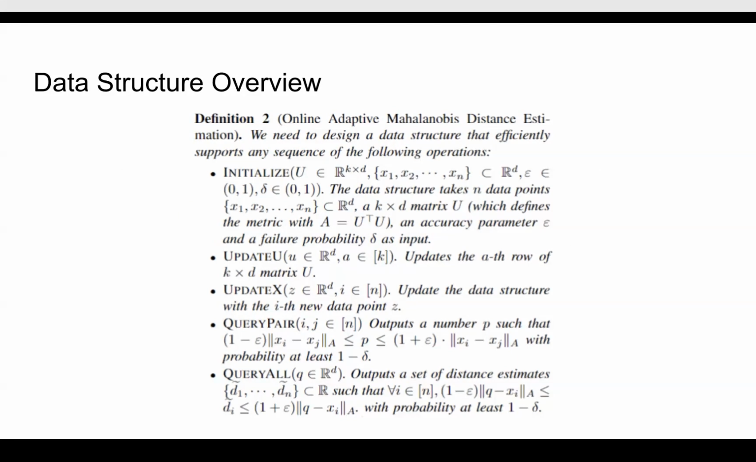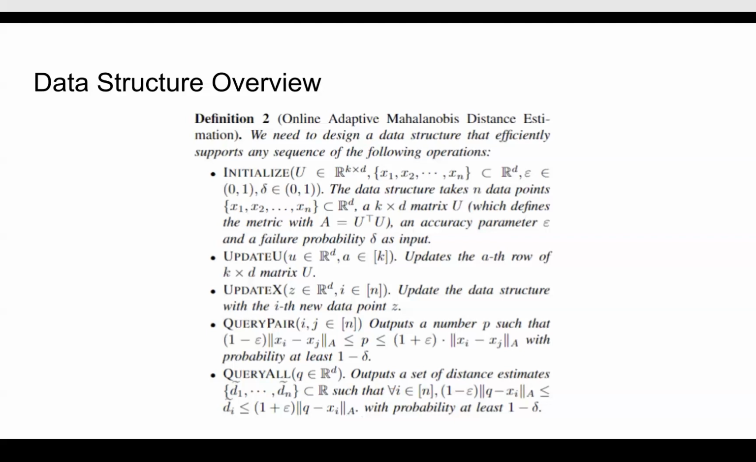We consider an online version of the problem where the underlying Mahalanobis distance changes over iterations. This is an important problem because the distance metric A is learned from data and can change over time in many applications of Mahalanobis distances. For example, for an internet image search application, the continuous collection of input images changes the distance metric A.